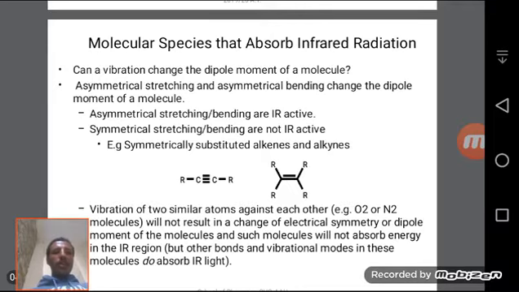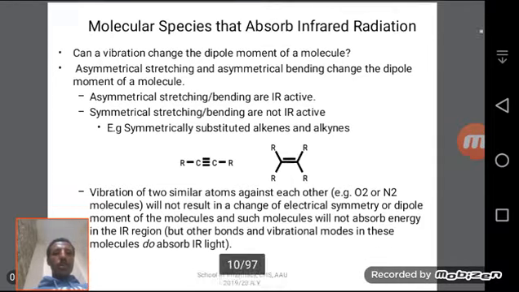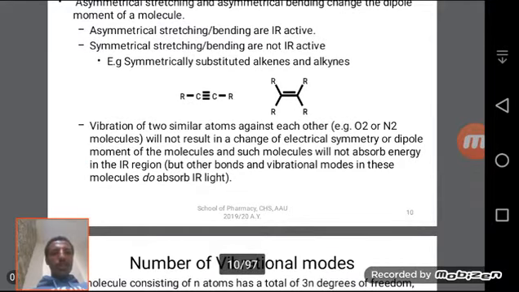Whereas symmetrical stretching or bending are not IR active because there is no net dipole moment. Each bonded atom is stretched equally or compressed equally. Through this, there is no net dipole moment. For example, as we see in this molecule, there is equal stretching or bending. As a result, there is no net dipole moment because the two interacting atoms stretch or compress equally, in the same direction or in the opposite direction.